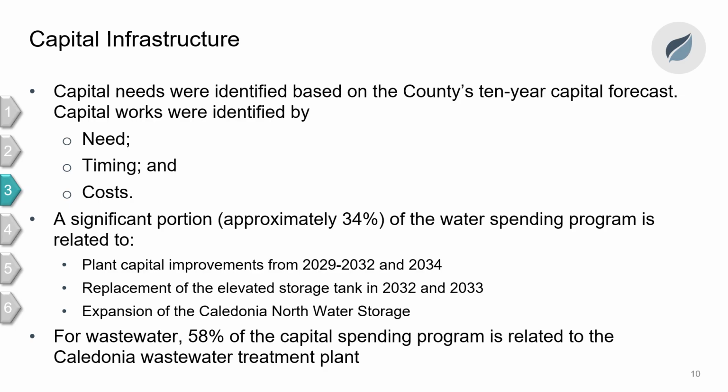A large portion of the cost for the water program relates to a few projects: plant capital improvements, replacement of the elevated storage tank, and expansion of the Caledonia North water storage. On the wastewater side, about 58% of the capital spending relates to the Caledonia wastewater treatment plant. Next slide.